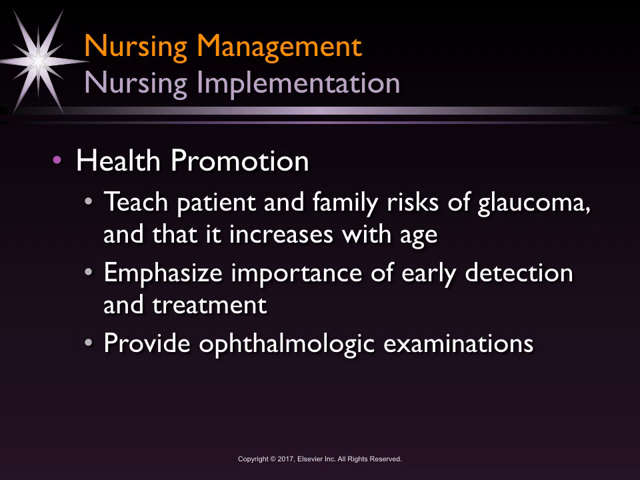You want to make sure that they are getting ophthalmologic examinations. Basically, the current recommendation is every 2 to 4 years for persons between the ages of 40 and 64, and every 1 to 2 years for persons ages 65 or older. African Americans at every age category should have examinations more often because of the increased incidence and the more aggressive course of glaucoma in this population.